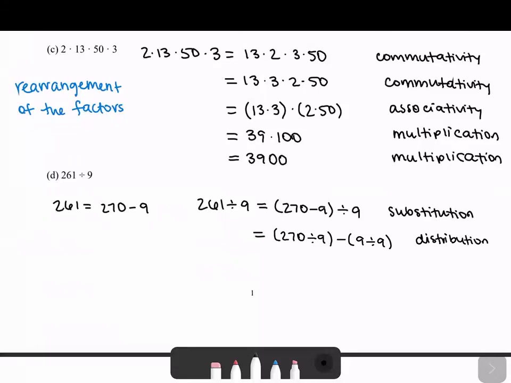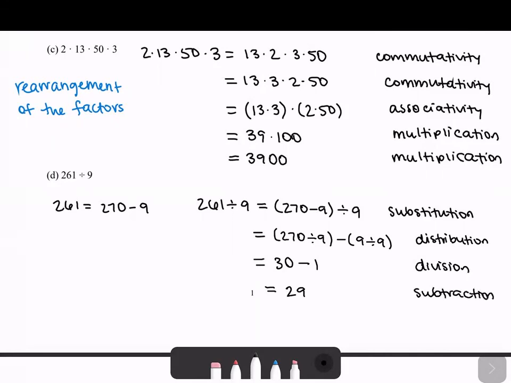The full name of this is distribution of division over subtraction, right? We distributed that division sign. We had 1, now we have 2 of them over this subtraction. So then we keep going. Now we actually do our division. 270 divided by 9 is 30. 9 divided by 9 is 1. And then we do our subtraction. So here we did division, and then we did subtraction.